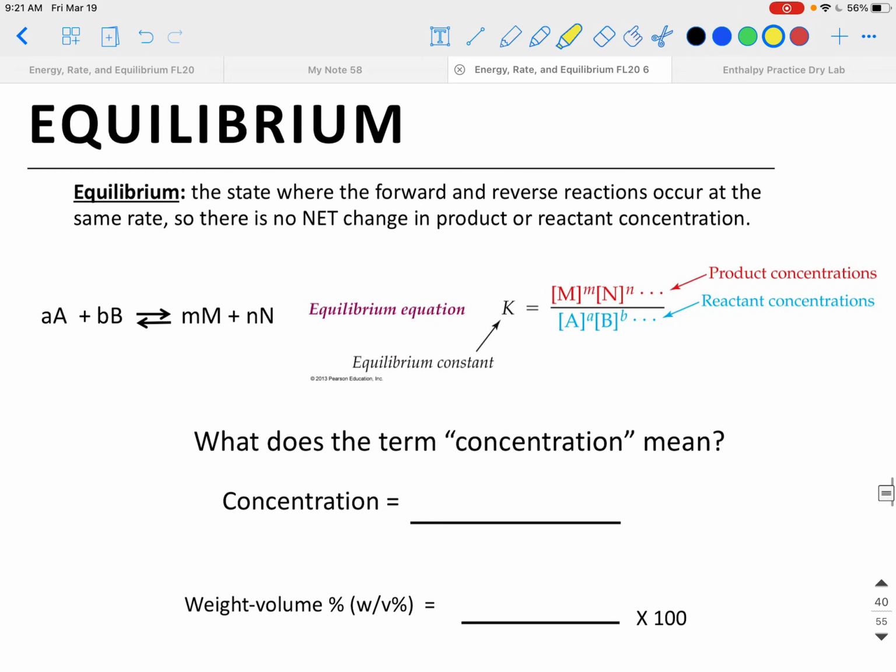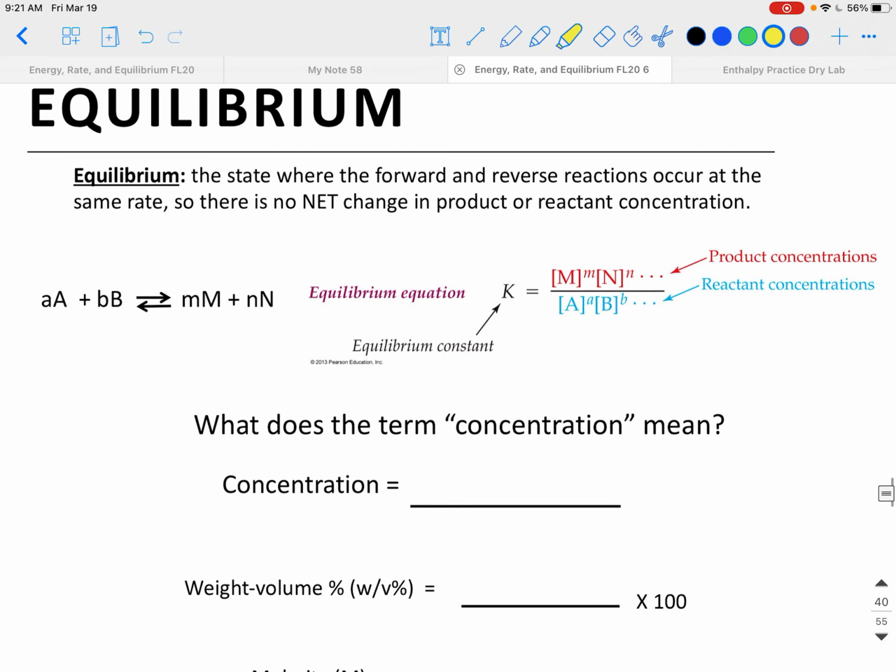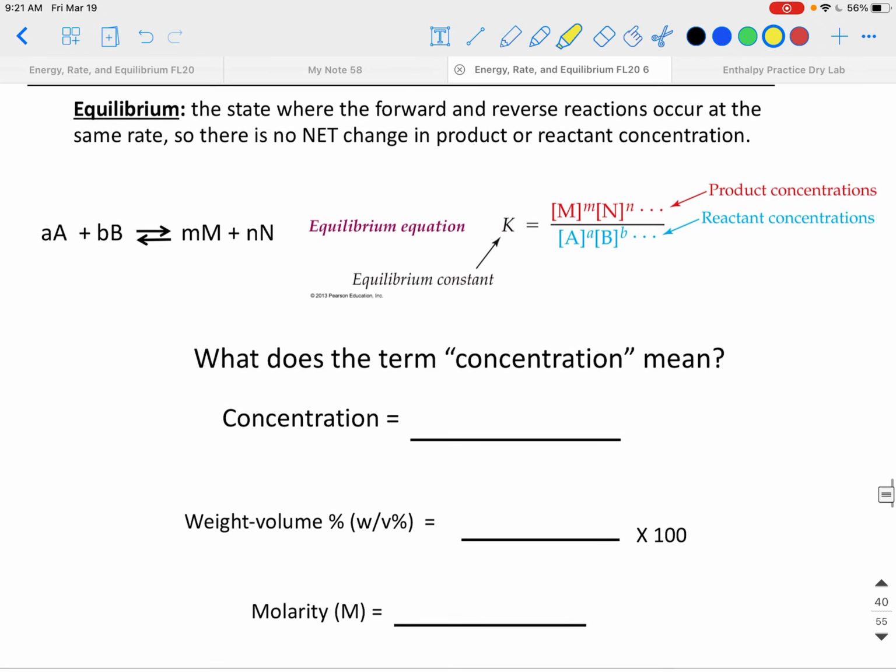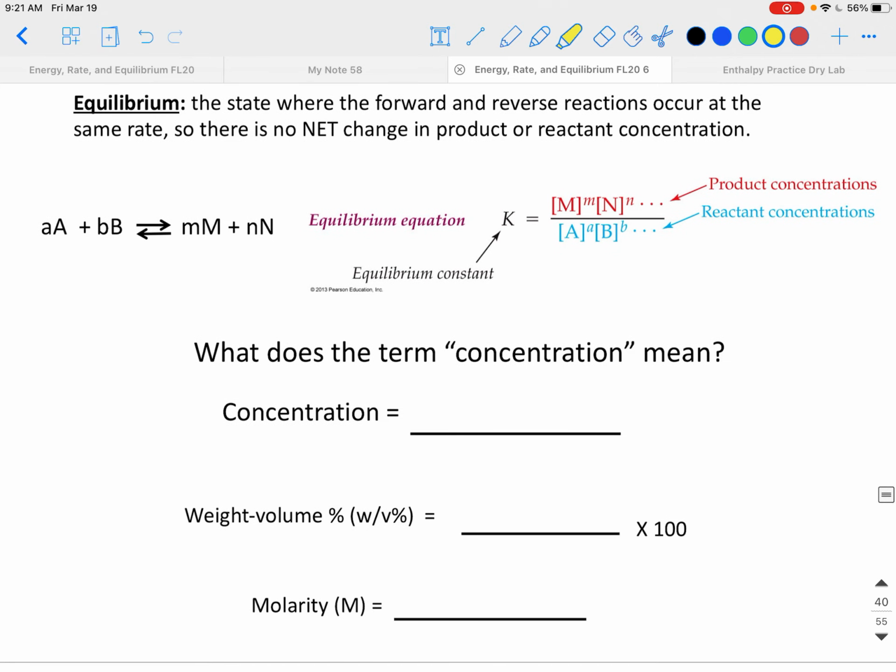Okay, here's the definition of equilibrium at the top. I'm going to look just underneath this definition. So we have this reaction where it says little a big A plus little b big B makes little m big M and little n big N. So these lowercase letters are the coefficients.